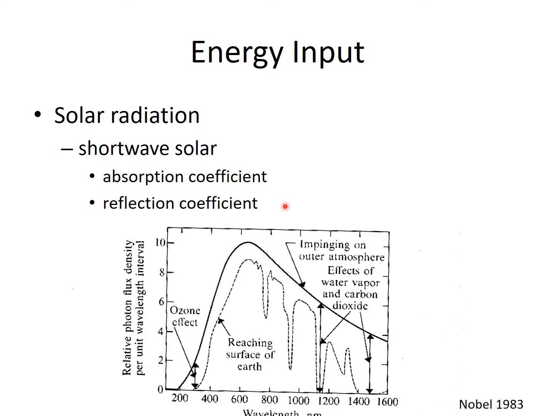The reflection coefficient is just 1 minus the absorption coefficient. So the radiation that's not absorbed by the leaf is reflected. So the reflection coefficient for conifer leaves, which have an absorption coefficient of 0.9, is 1 minus 0.9, or 0.1, meaning 10% of the incoming shortwave solar radiation is reflected.